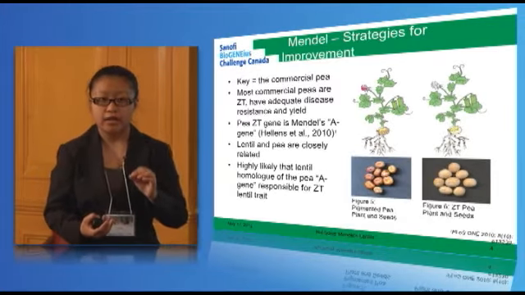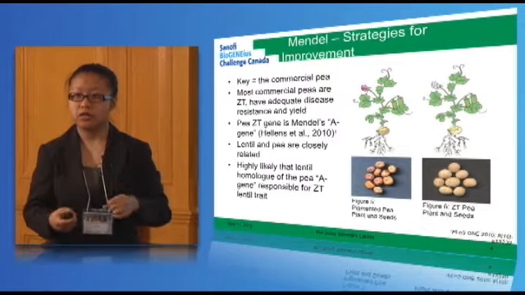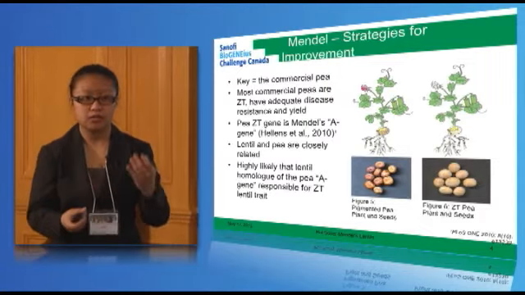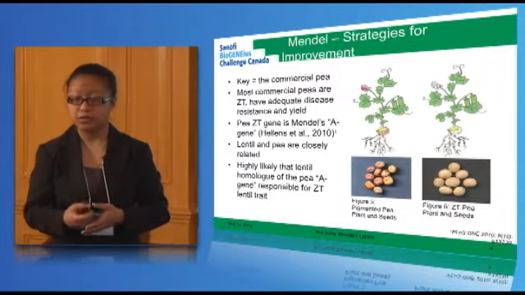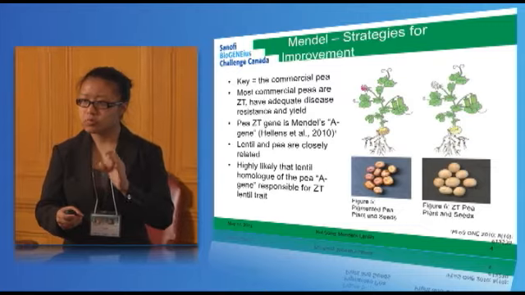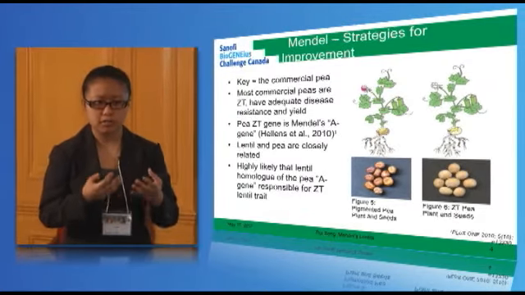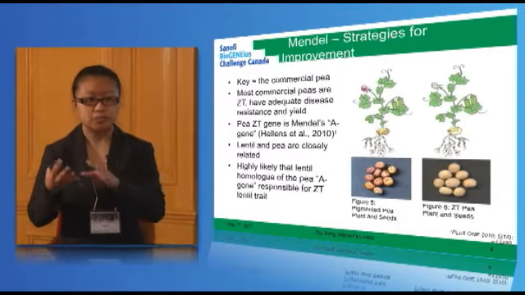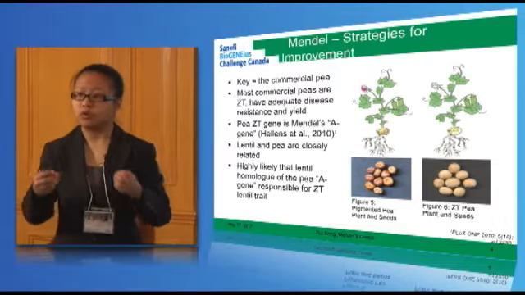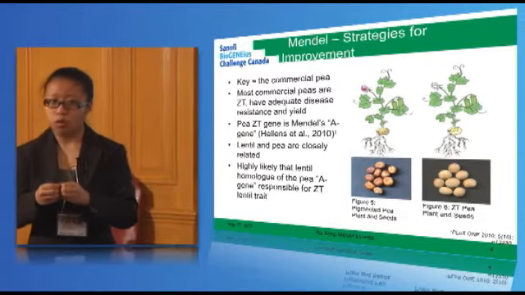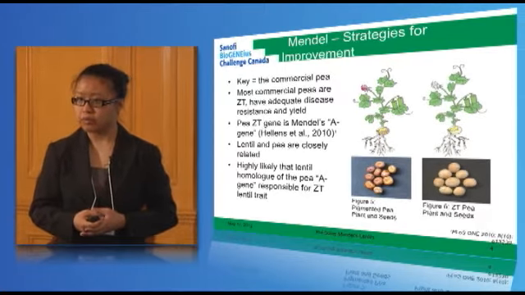Now, it is highly likely that the lentil homologue of the PZT gene is responsible for the lentil ZT trait, as pea and lentil are closely related and the same genes are often present in both species. Now, the mystery becomes, if the same gene is responsible for the ZT trait in both species, then why are ZT peas resistant while ZT lentils are not? Is this due to linked poor resistance genes, or polymorphisms in the ZT genes, or other genes in the polyphenolic pathway?